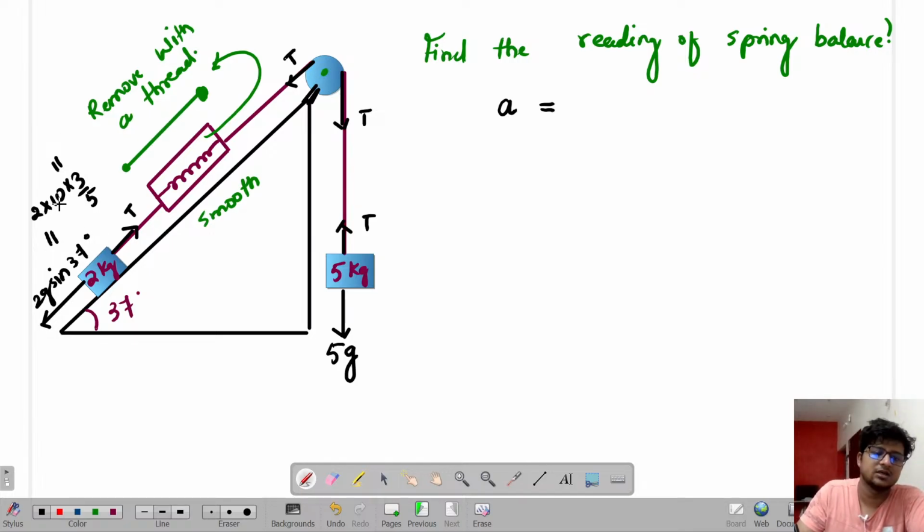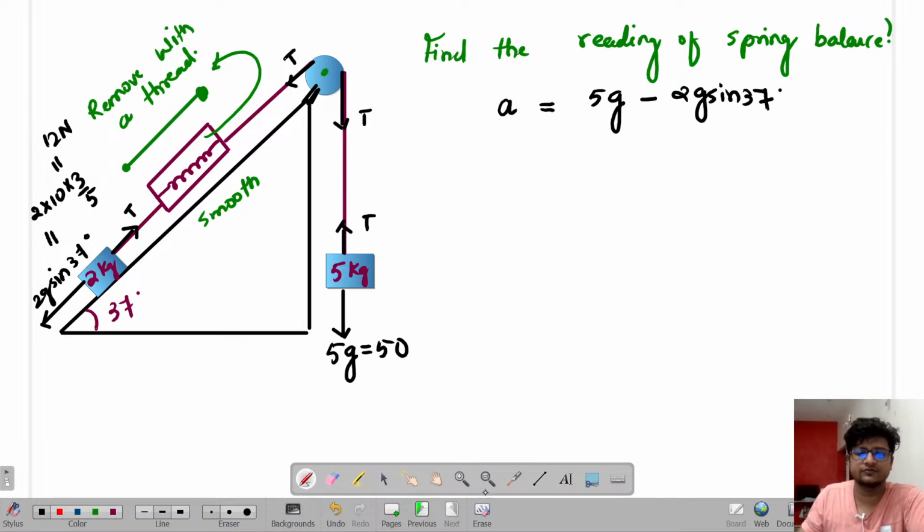5 to the 10. 3 to the 6 to the 12. And this is how much? 50. Which one is heavier? 50 now. So which one will pull? 5g. So the equation will be what? Pulling force minus the whole thing is opposed by this 2g sin 37, or not.